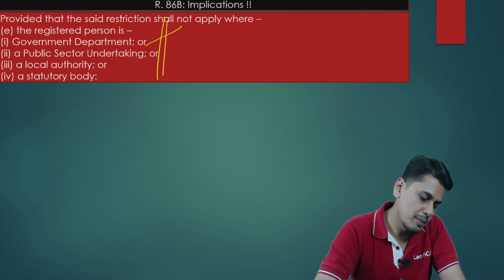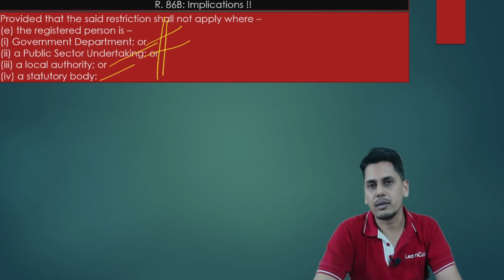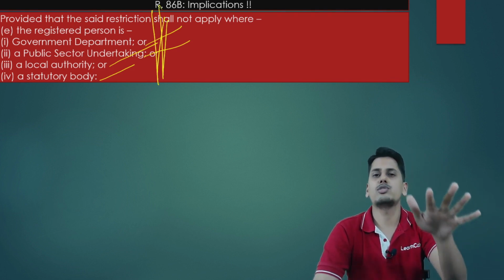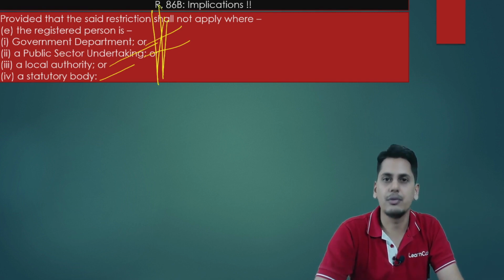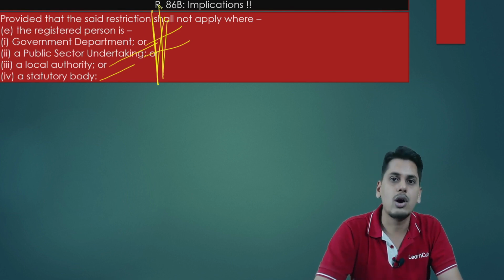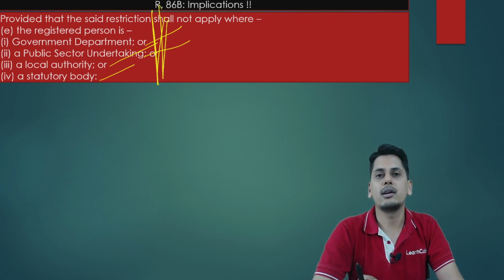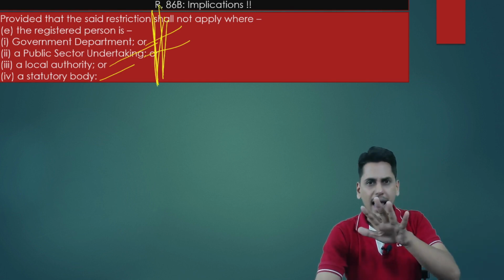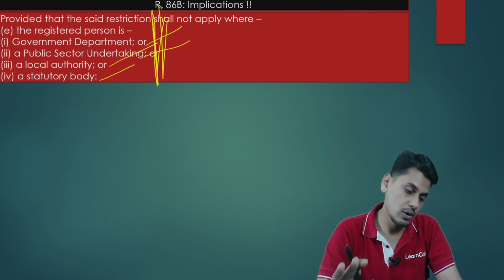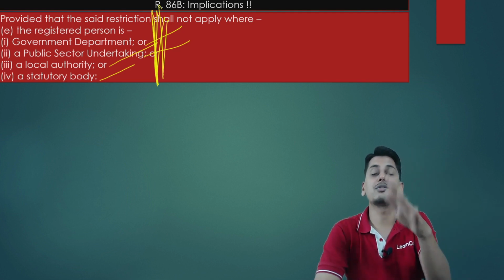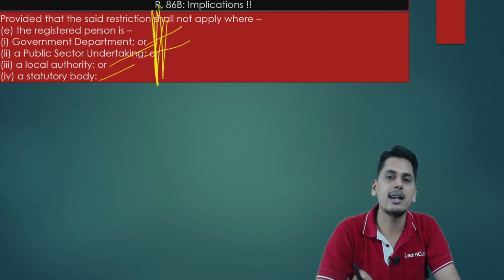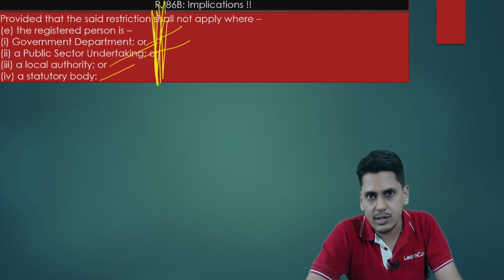If the registered person is a government department, PSU, local authority, or statutory body, Rule 86B does not apply. Friends, if you recollect the intention behind the introduction of 86B, it was to have a control and check on input tax credit frauds. Now these are all controlled enterprises where there are no chances of input tax credit frauds. So for these persons 86B is blanketly not applicable. If you recollect, these were also the persons for whom Aadhaar authentication was not required. So for these controlled enterprises, certain relaxations have been given. For them, 86B also is not applicable.